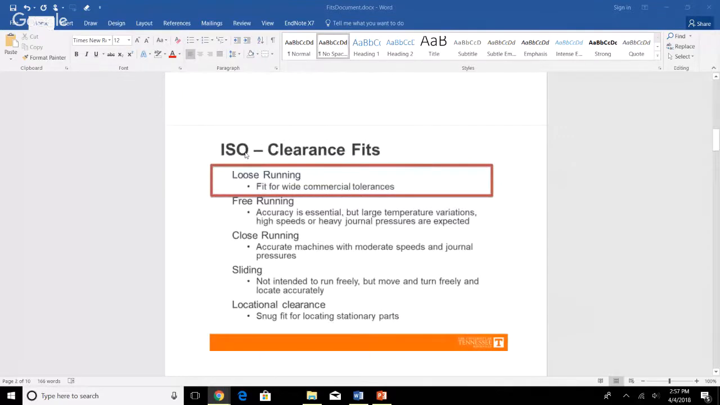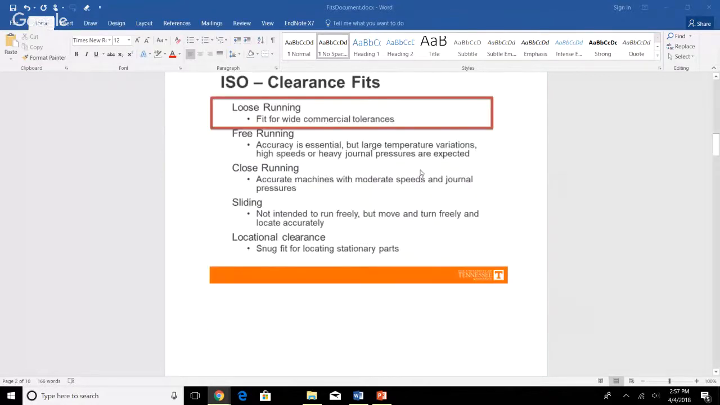Okay, so here is our description of our clearance fit. So we are specified a loose running fit. This is fit for wide commercial tolerances. We also have free running, close running, sliding, and locational clearances, all of them for these ISO clearance fits. However, given this problem, we have a loose running fit that is highlighted here in red.